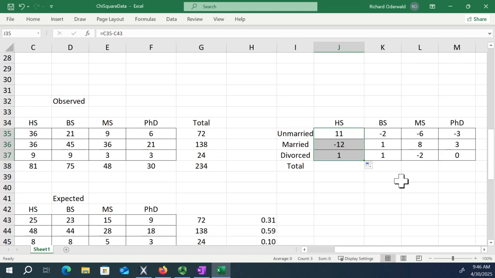So what has the biggest difference between observed and expected? Married, unmarried, high school. Chi-squared tells you these things are different. It doesn't tell you which one.